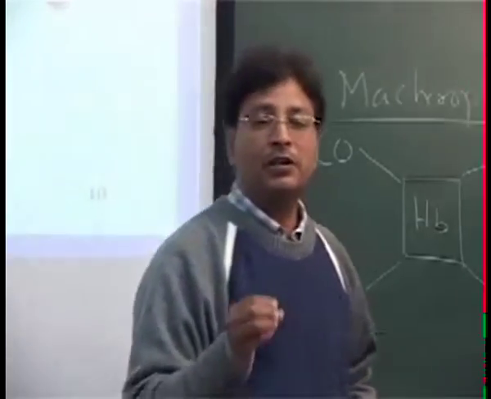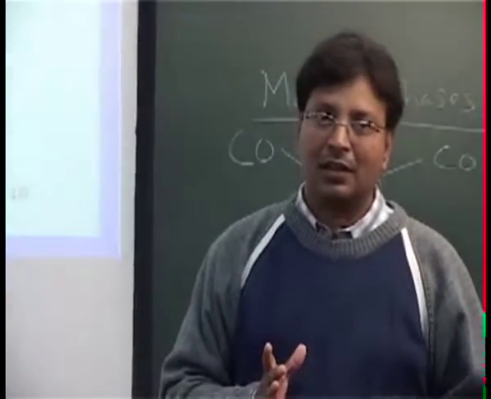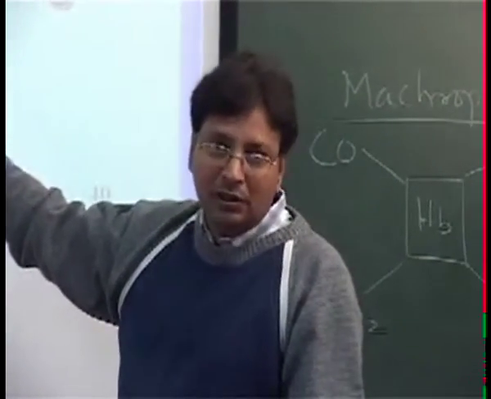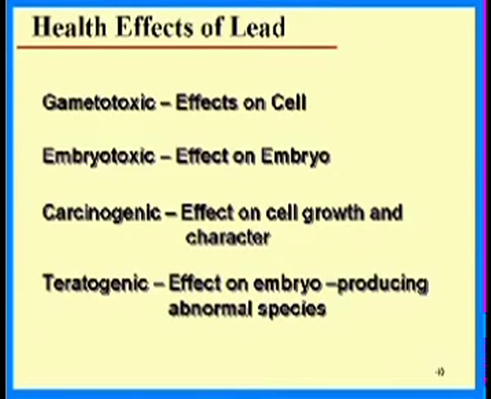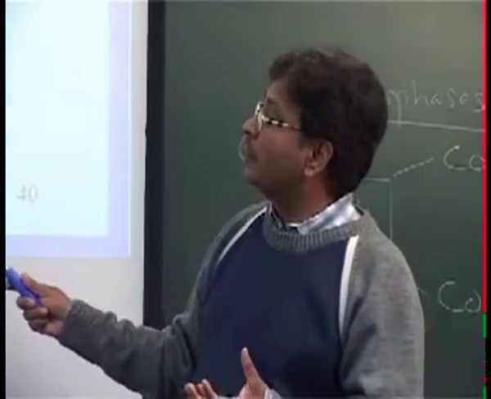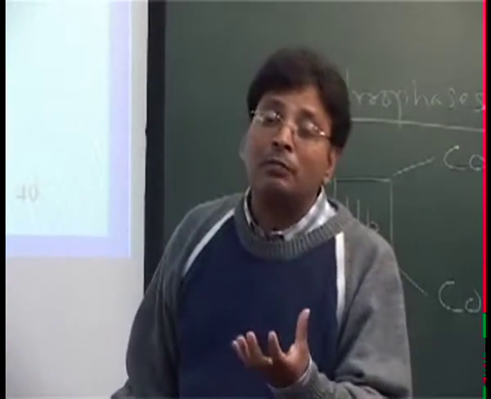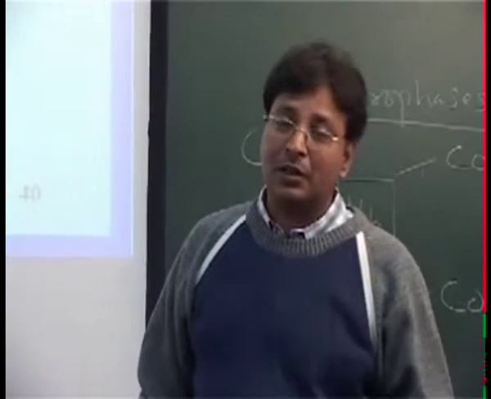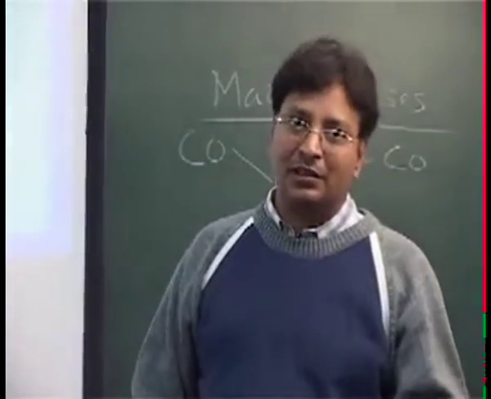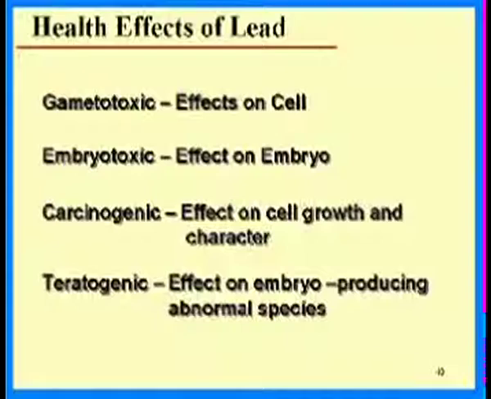whatever toxic effect that you can think of, lead has. It is gametotoxic, which means it affects the cell. It can destroy the cell. It is embryotoxic, it affects the embryo, so the very embryo is affected. And it is carcinogenic. It causes cancer, which is uncontrolled cell growth, where the cell performs something other than what it's supposed to. You have a cell with a particular function, and it doesn't do that function, it does something else. That is what cancer is, and it is proven carcinogenic.